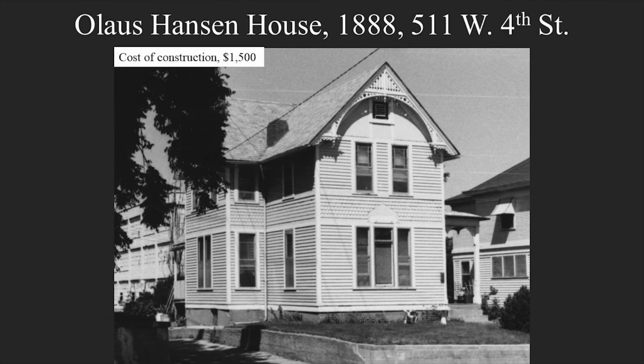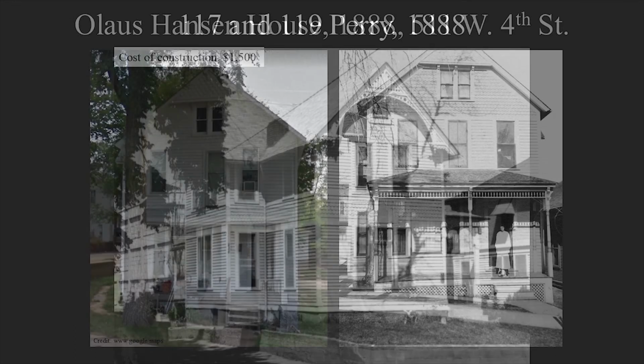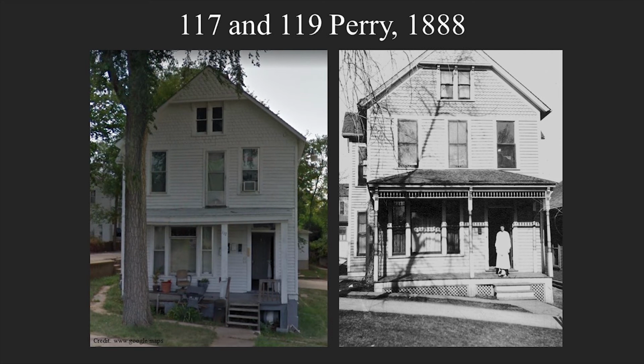A more modest home, this is the Olaus Hansen House, built in 1888 at 511 West 4th Street. Cost of construction, $1,500. 117 and 119 Perry Street are identical, or they were. One house is the historic image, that house is gone, but its twin is still standing. They were built in 1888.